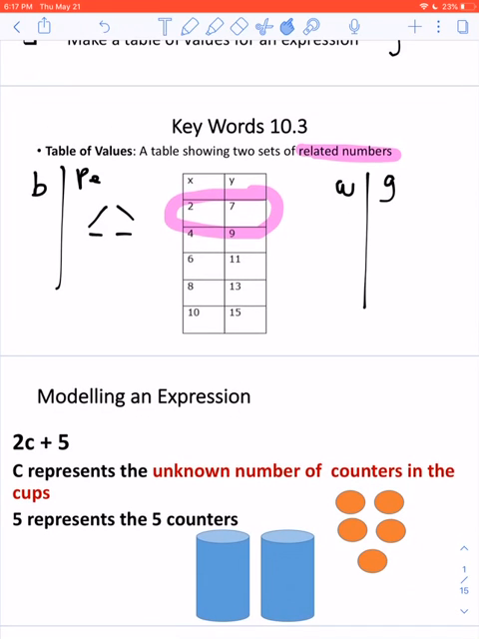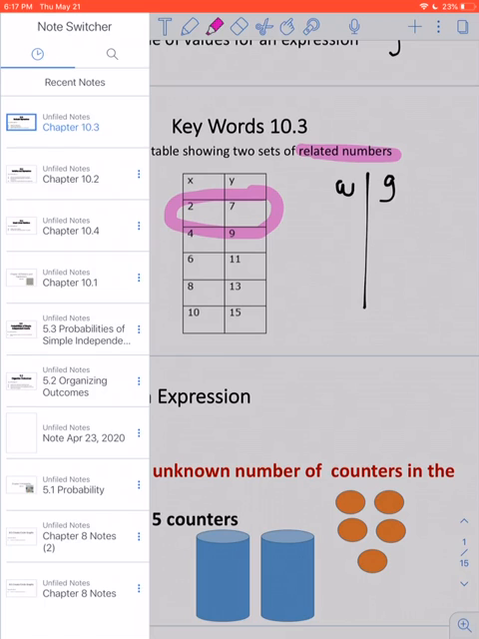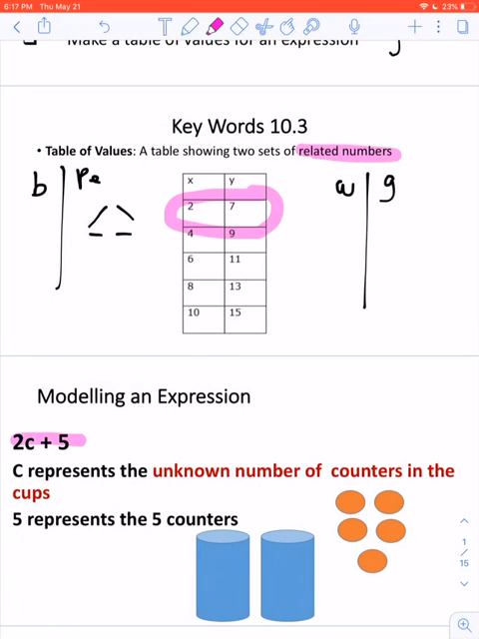Modeling an expression. So here's an expression, like I said, 2c plus 5. That's an example of an expression. In this case, c, remember, is the variable. Something that's variable can change, right? Variable equals change. That's what that word means.